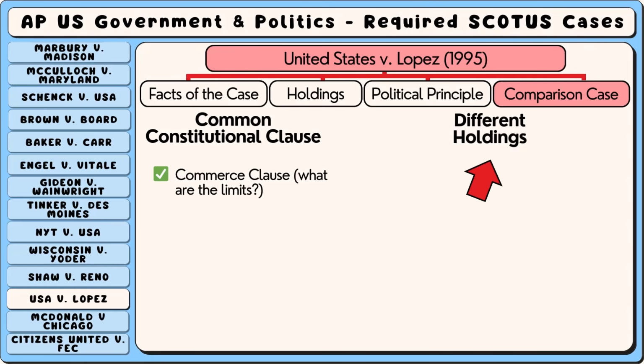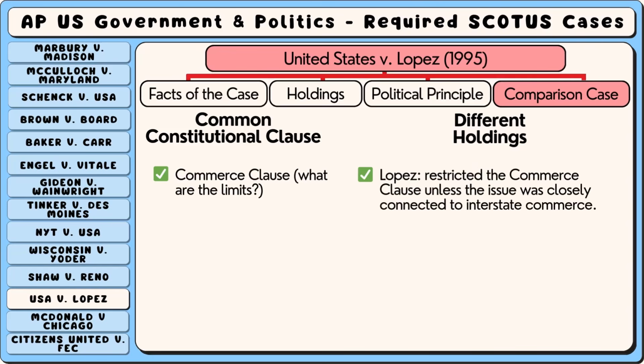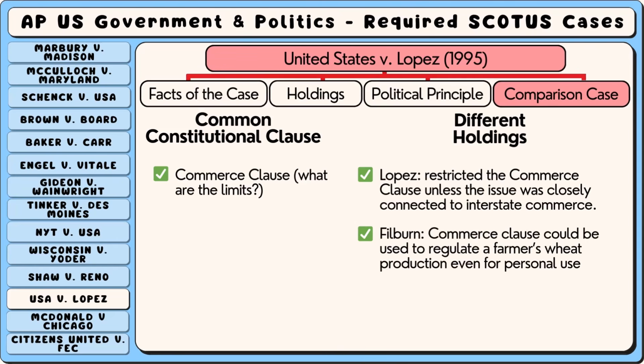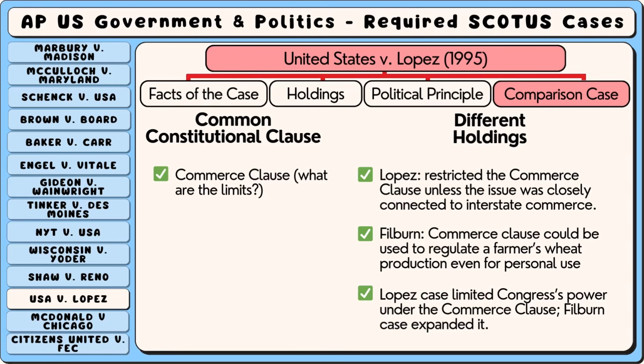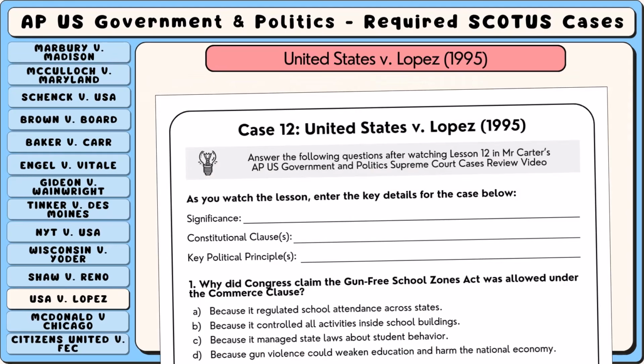Now let's compare the holdings of the two cases. The holding in United States versus Lopez restricted Congress from using the Commerce Clause unless the issue was closely connected to interstate commerce. The holding in Wickard versus Filburn was more permissive of Congress's use of the Commerce Clause, allowing it to regulate a farmer's wheat production even for personal use. So, the holdings are different because United States versus Lopez limited Congress's power under the Commerce Clause while Wickard versus Filburn expanded it. Okay, that brings us to the end of this case.